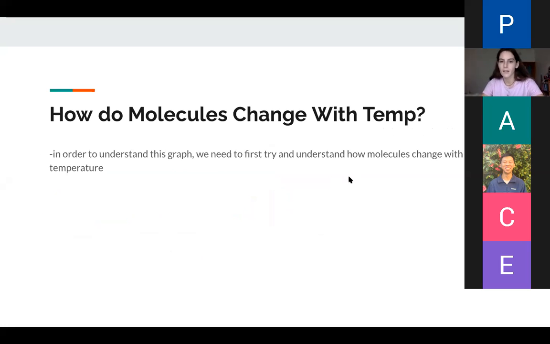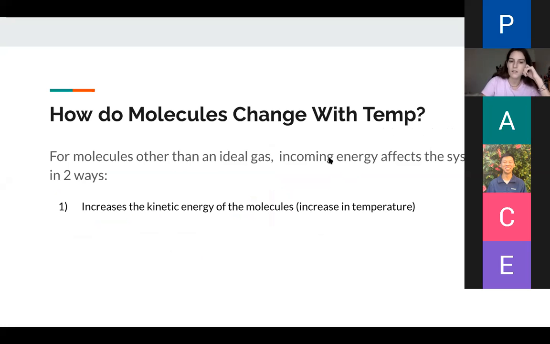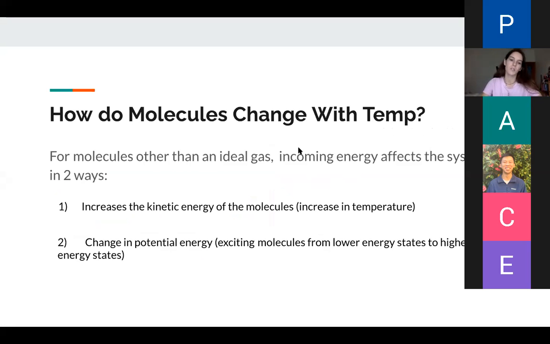So in order to understand that graph of the protein, we first need to try and understand how molecules change with temperature. So, for molecules that aren't an ideal gas, incoming energy can affect the system in two different ways. It can either increase the kinetic energy of the molecules, which will show up as an increase in temperature, or it will increase the potential energy or change the potential energy. So, exciting molecules from lower energy states to higher energy states.